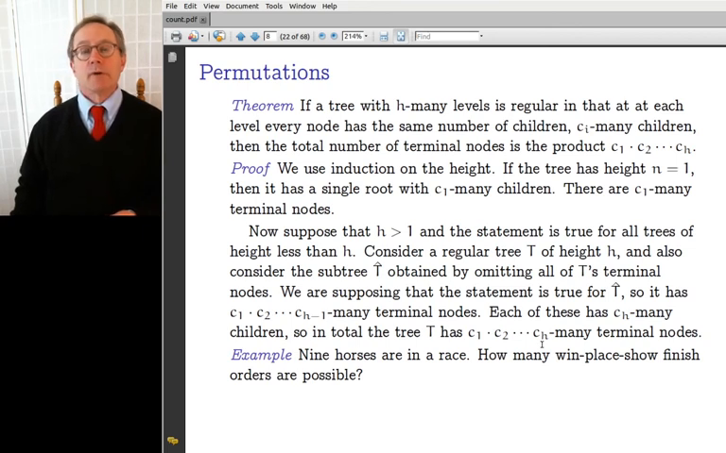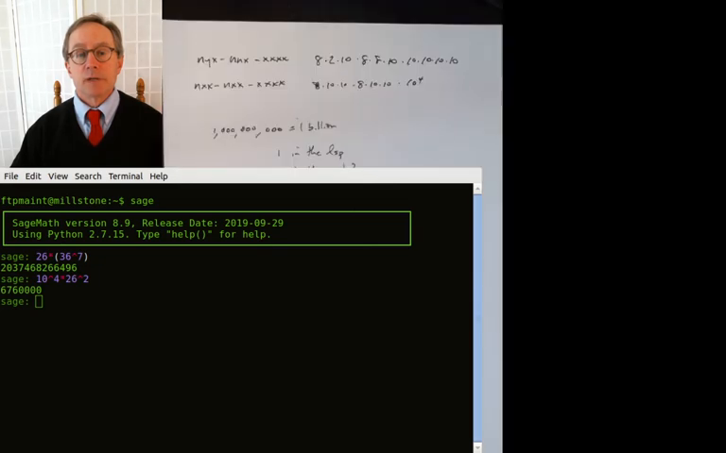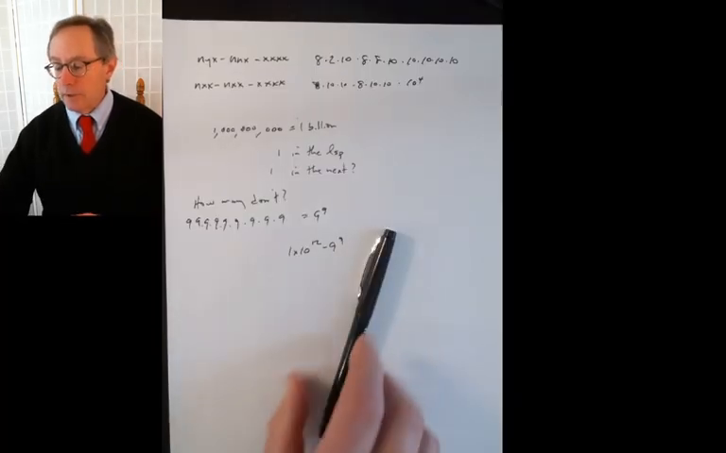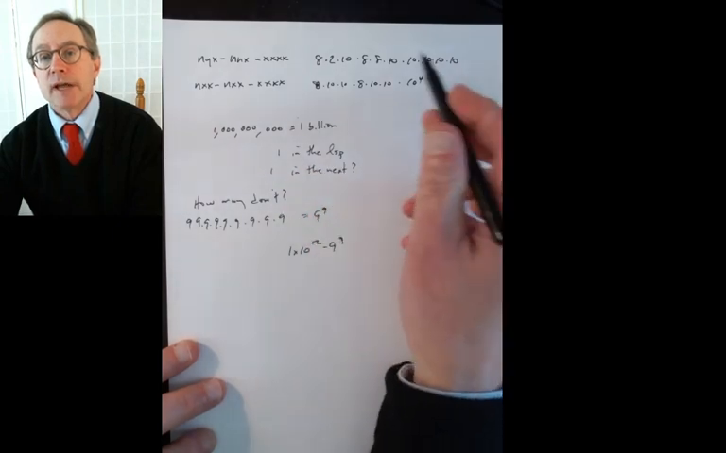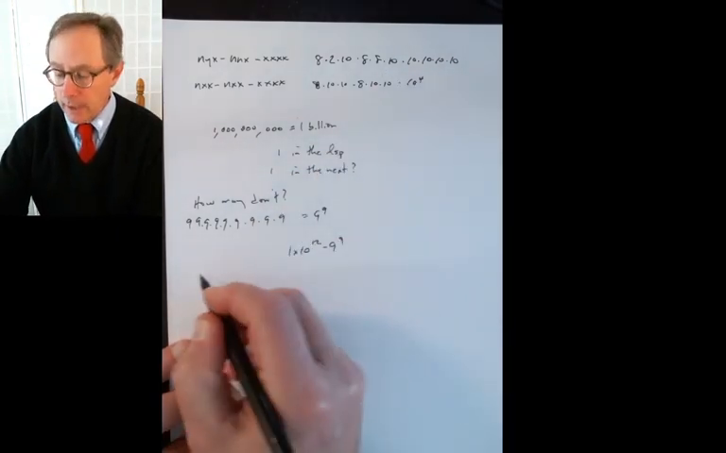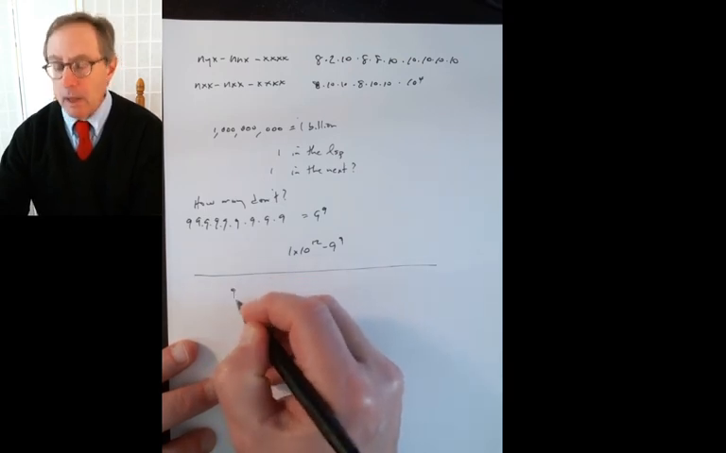9 horses are in a race. How many win, place, show finish orders are possible? So we find ourselves with 9 horses in a race. We're worried about win, place, show. We find ourselves having a sort of official justification for exactly the pattern we've been working on so far. So 9 horses in the race. How many could win? How many could place?